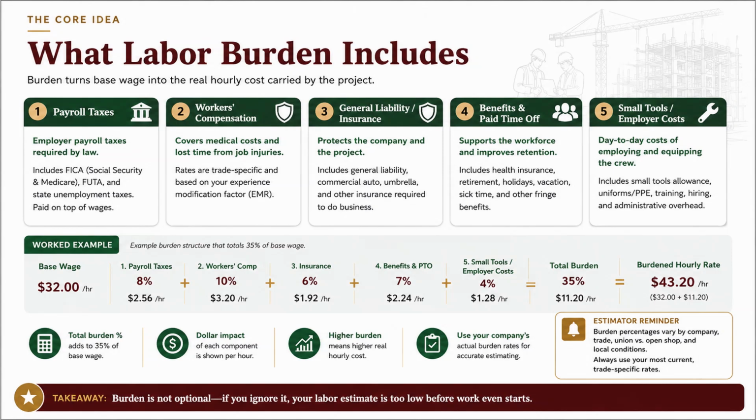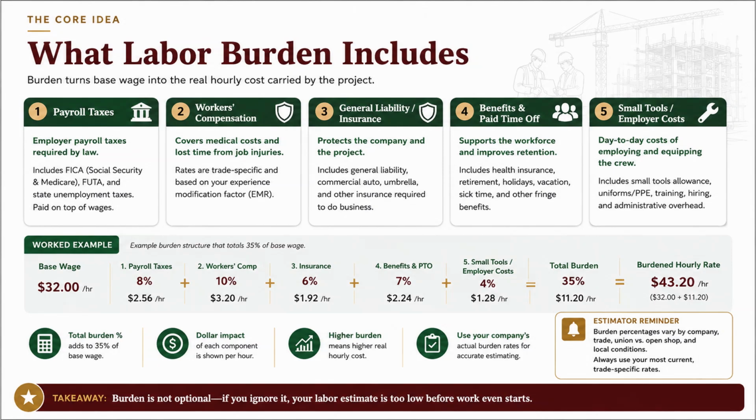All right, here's the concept the whole day hangs on. A carpenter agrees to work for you at, let's say, $28 an hour. That's the base wage. It's what shows up on the paycheck. It's what the worker thinks of as what I make. Now here's the question that separates estimators from everybody else. What does that hour of carpentry cost your company? It is nowhere close to 28.